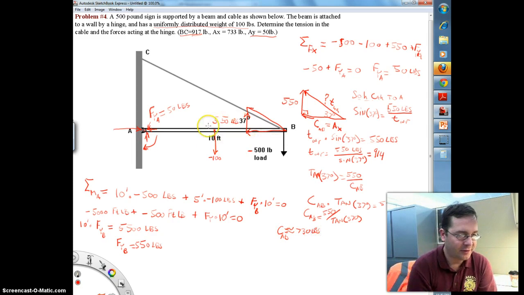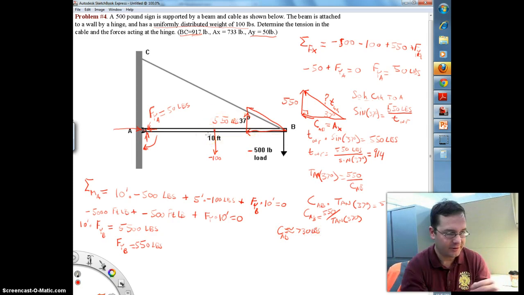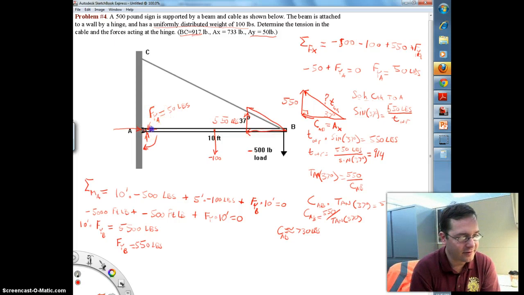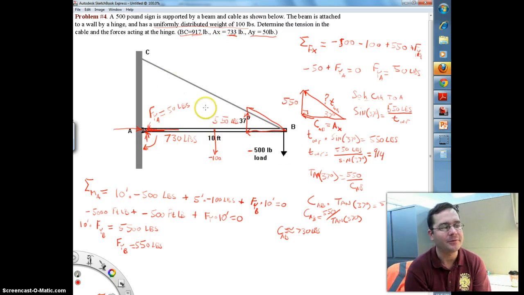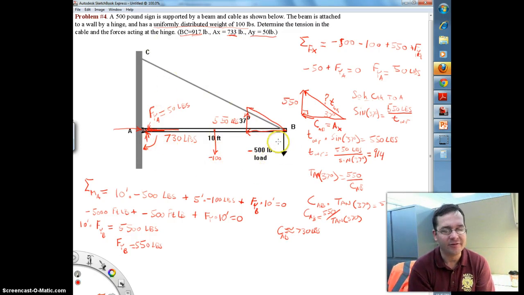Well, that means that if you were to cut this, the pieces would come together, or another way to think of it is that this member, this beam AB, is pushing to the left with a force of 730 pounds, which, again, agrees closely with the answer given in the answer key. Perhaps slight differences in rounding, but that's how you resolve this type of problem.